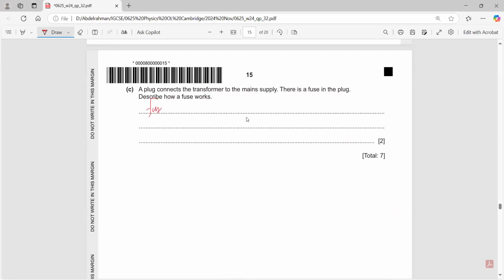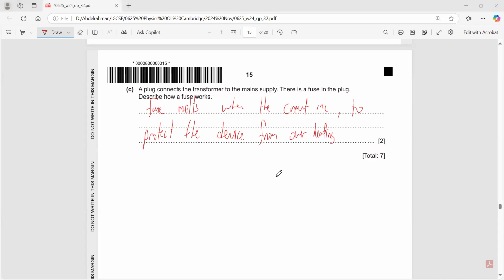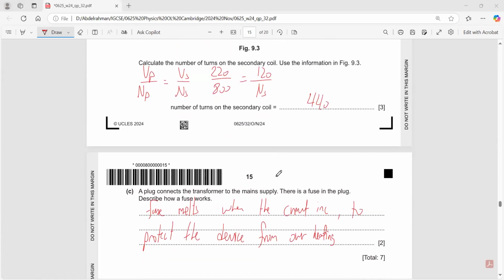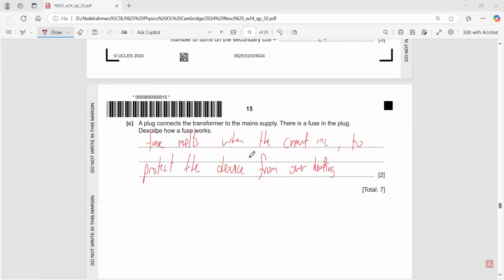Okay, the fuse melts when the current increases, to protect the device from overheating. Okay, cross multiplication. Okay, yeah.